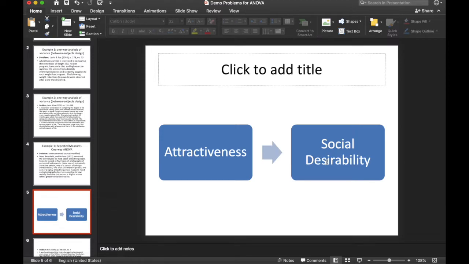And maybe we can pose our hypothesis, which states that, one, there will be significant differences in the social desirability across different levels of attractiveness, and we also probably would want to predict that those who are attractive and highly attractive are perceived as more socially desirable compared to those who are unattractive or even those who are average looking.